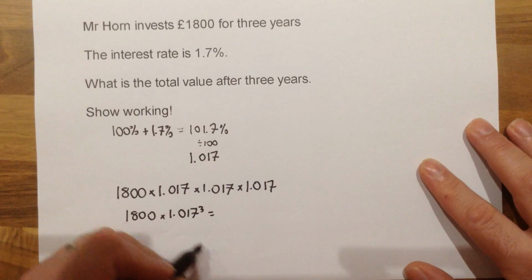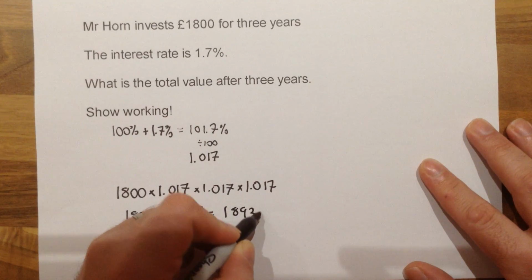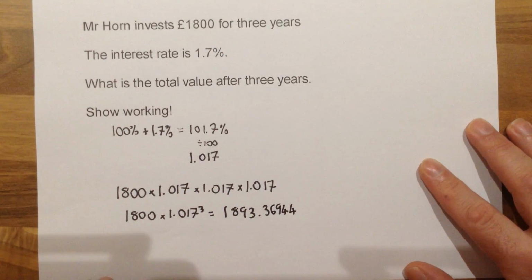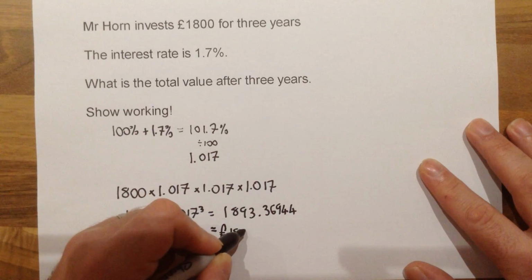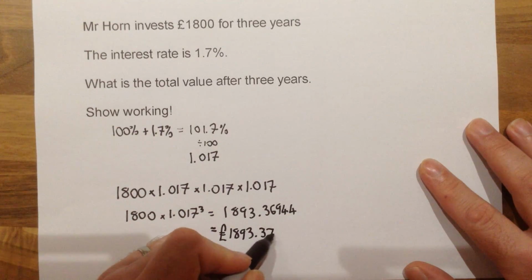This gives us £1,893.36944. Obviously we want this to be in a correct version for money, so this would become, with a pound sign at the front, 1893.37.